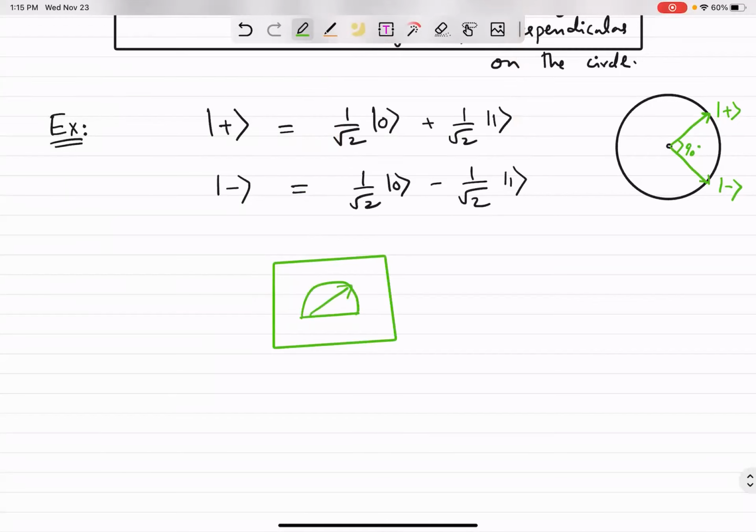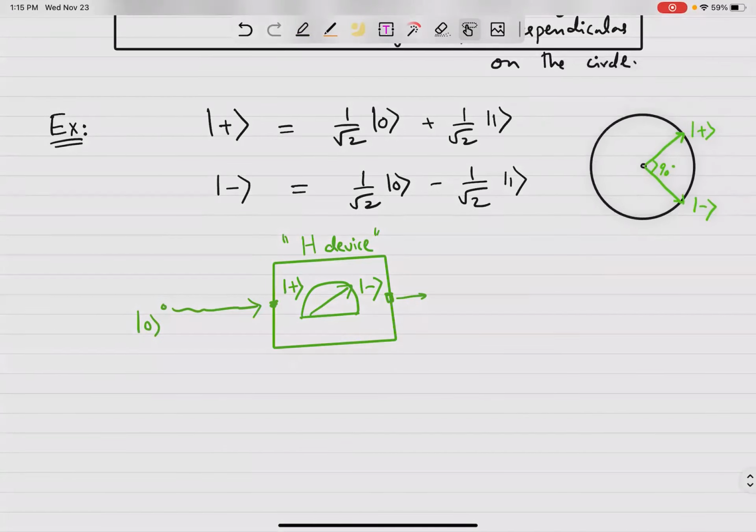Nature, in its kindness, allows me to build this device, which I'll call the H device, for Hadamard device. Suppose I pass in the state 0 to it. What happens? I have to calculate what the outcomes are. To calculate the outcomes, I need to calculate the lengths of the projections.